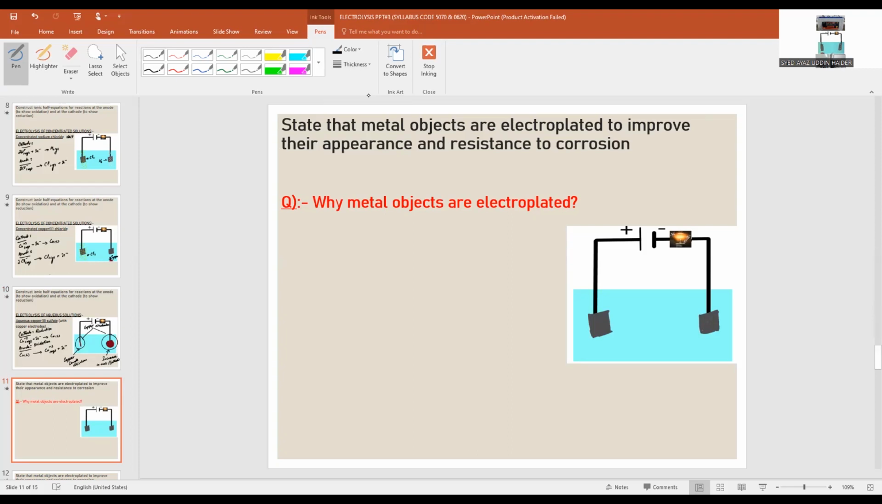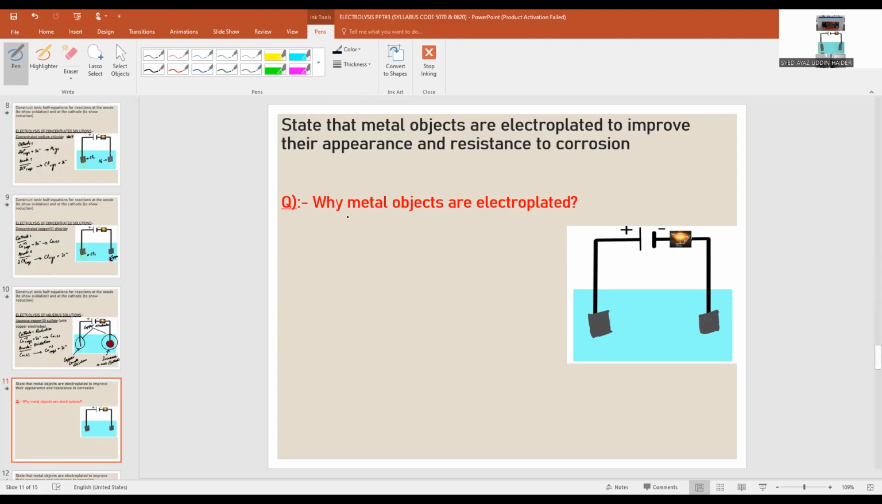State that metal objects are electroplated to improve their appearance and resistance to corrosion. Electroplating is the process of depositing a layer of desired metal on any other metal, like you can electroplate iron car parts, iron utensils, etc. You know the meaning of electro, that is current, and plating means the act of covering a metal object with a thin layer or coating of a different metal.